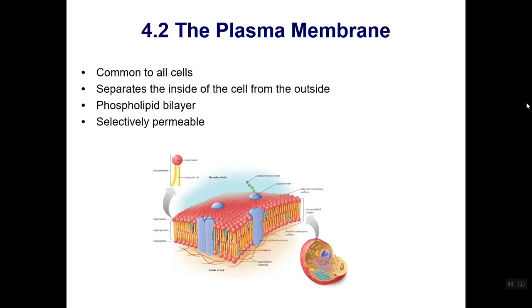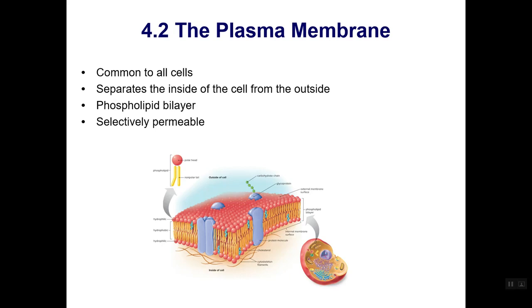All right, so 4.2 is the plasma membrane. The plasma membrane is common to all cells, which means that all cells have a plasma membrane. The plasma membrane is what separates the inside of the cell from the outside of the cell. So you can kind of think of it like a water balloon.